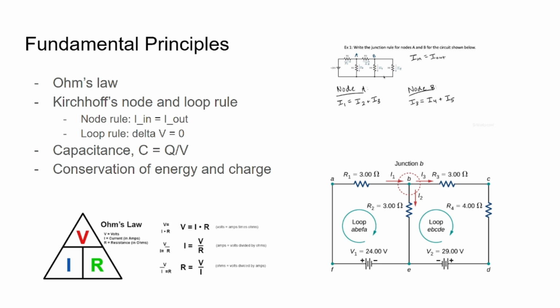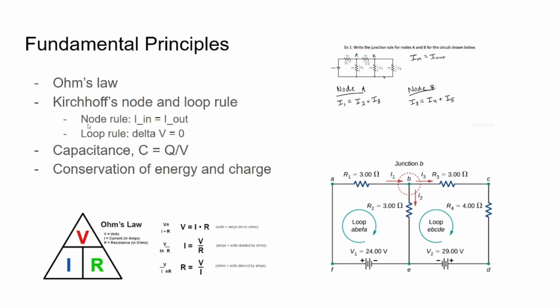First, we've got Ohm's law, which states that the voltage of a circuit is equal to the current times the resistance, and you can manipulate the variables to solve for a specific value. And the most important one here is the conservation of energy and charge, which can be divided into two rules, and they have another name, Kirchhoff's node and loop rule.